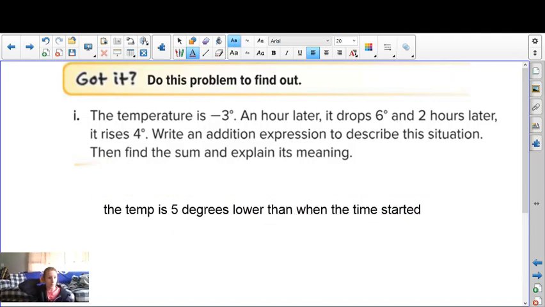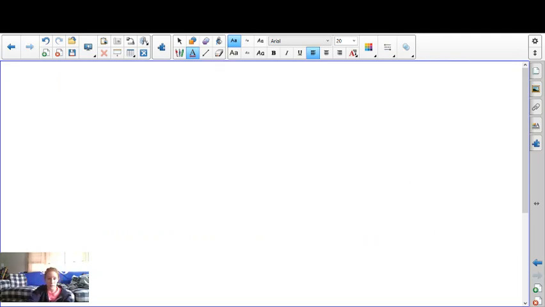This time we end up being lower, and the temperature is 5 degrees lower than when the time started. All right, and we are done.